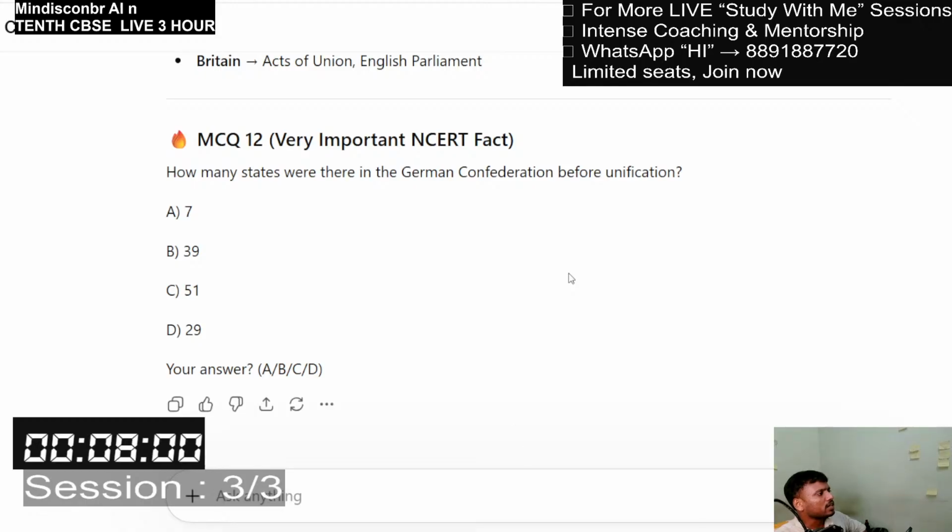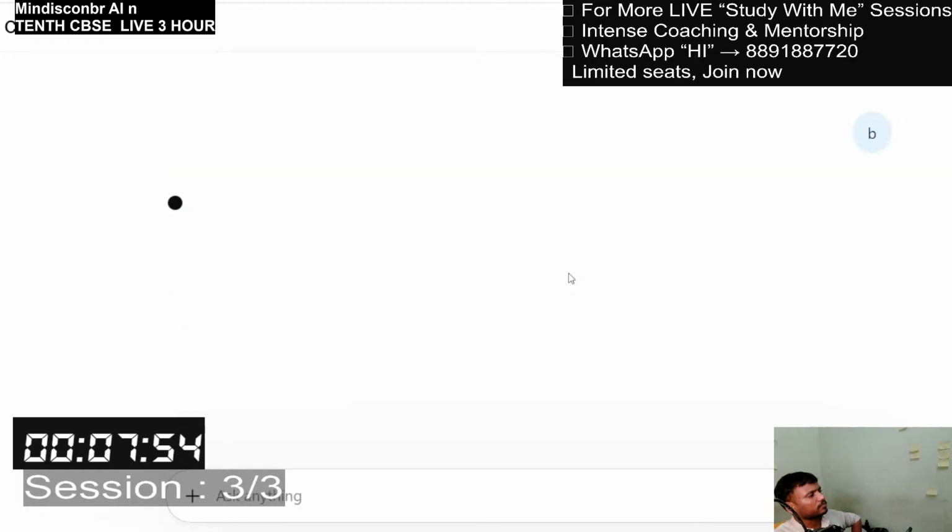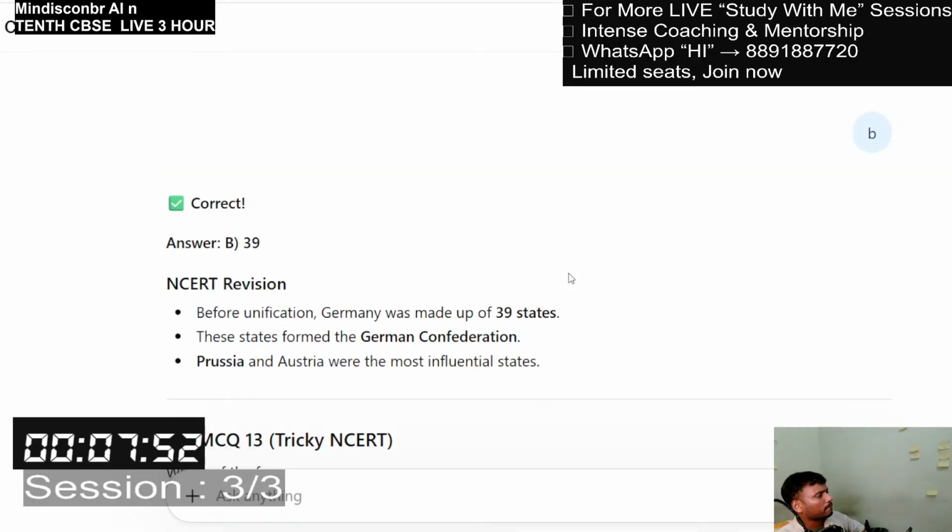How many states were there in the German Confederation before unification? 39. Before unification, Germany was made up of 39 states. These states formed the German Confederation. Prussia and Austria were the most influential states.